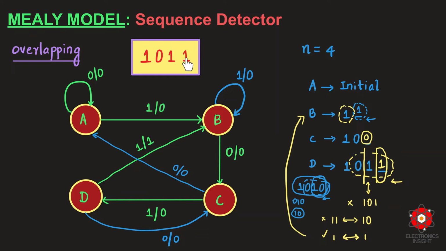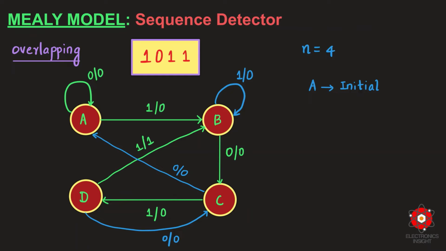Now the last bit in the sequence is 1. So when I am at the present state D, if I am receiving 1, I will move to the next state. But why am I moving to B? That's the question here, so we will have to understand it with the simple shortcuts. To start with the analysis, first understand that till B we have received 1. Till C I have received 1, 0. Till D I will receive 1, 0, 1.